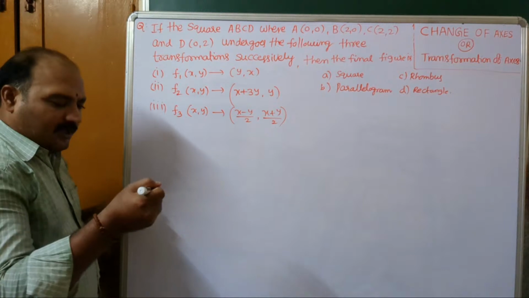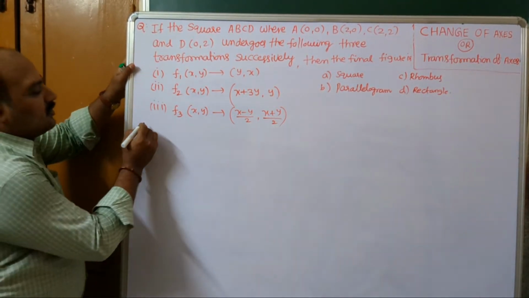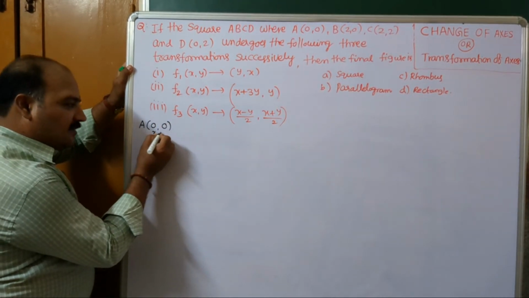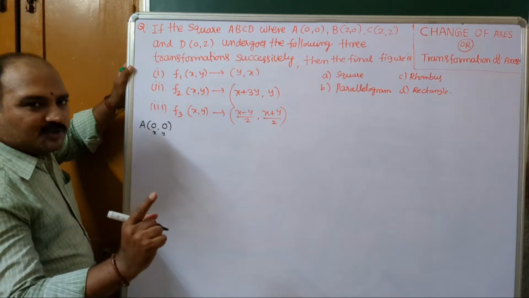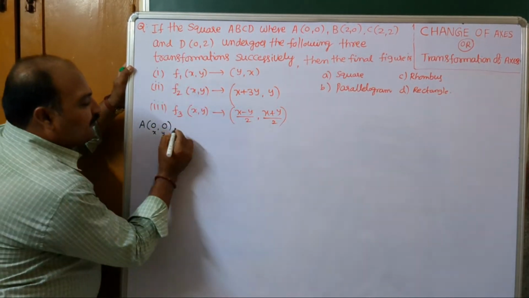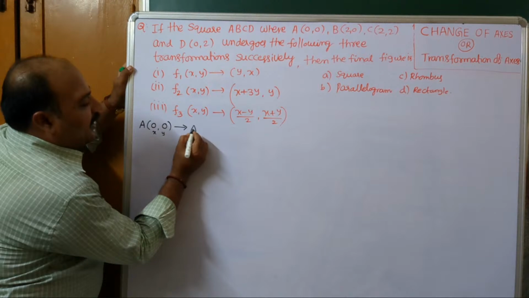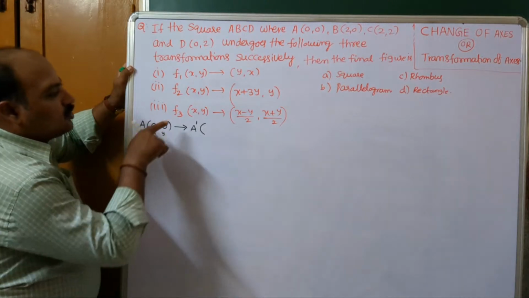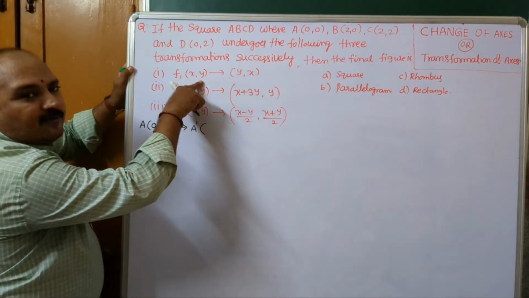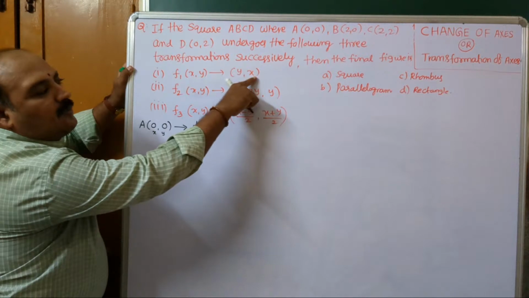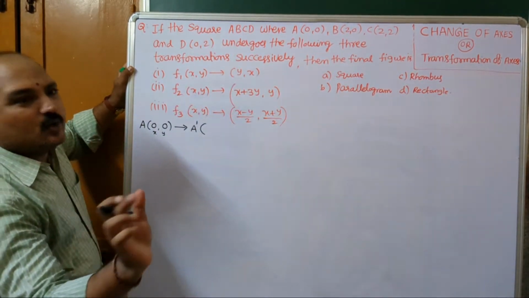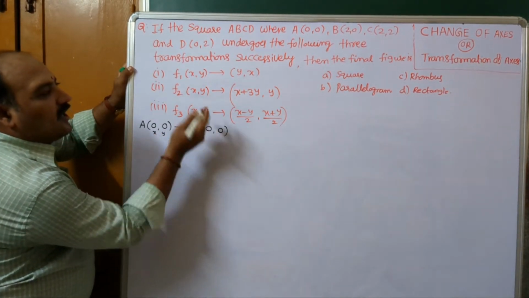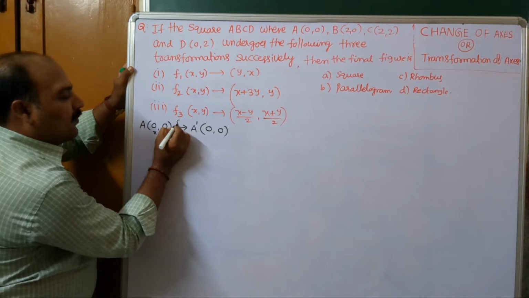So what I am doing is, observe carefully. The point first, A 0,0, I am taking now. This is x, this is y. By using the first transformation, this point becomes A dash. In the first transformation, y will become x, x will become y, so x and y are interchanged only. So the first transformation is completed, F1 applied.